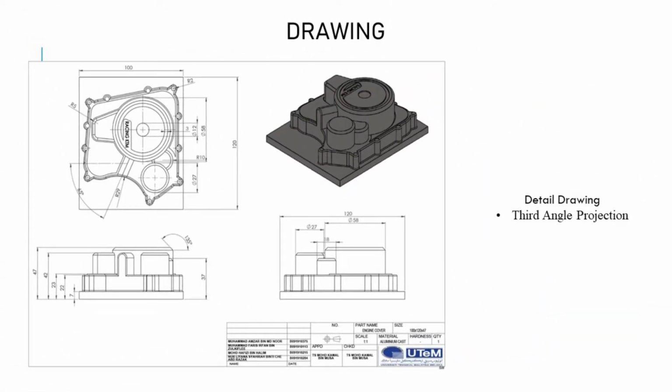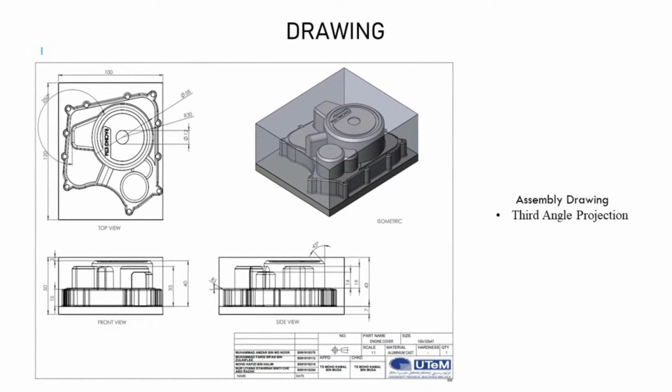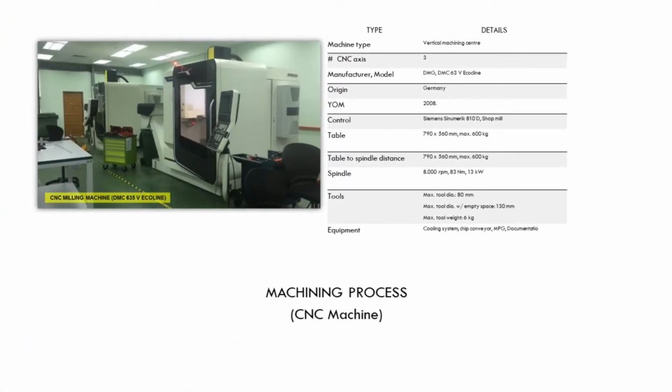In the part of drawing, we chose to use the third angle projection view for both drawings. The first one is the detail drawing, which is the drawing that we get for the model. The second one is the assembly drawing. By using DelCam software, these drawings are combined with the stock size and the size of the model. Of course, we must transfer the NC code that we get from the DelCam to the CNC machine.